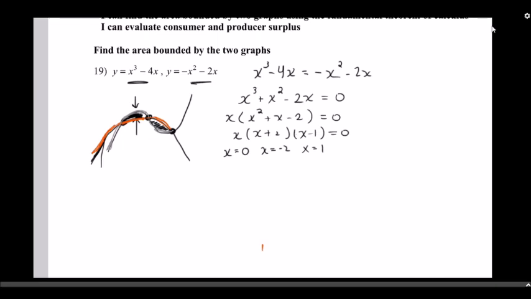So let me erase this. Let's say that we're going to call this one function f, and we're going to call this one function g. So we've got to figure out, is f above g or is g above f at which point in this problem?